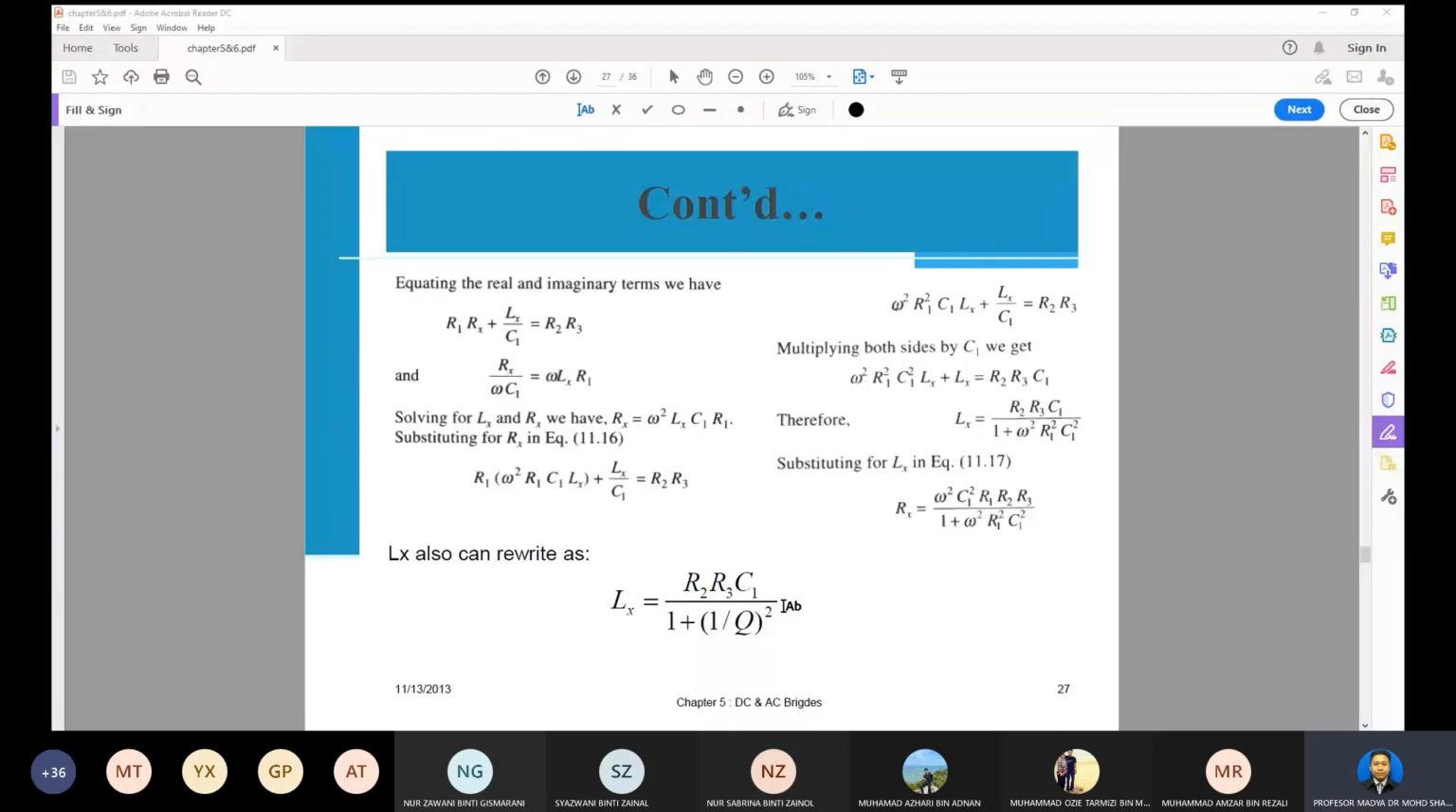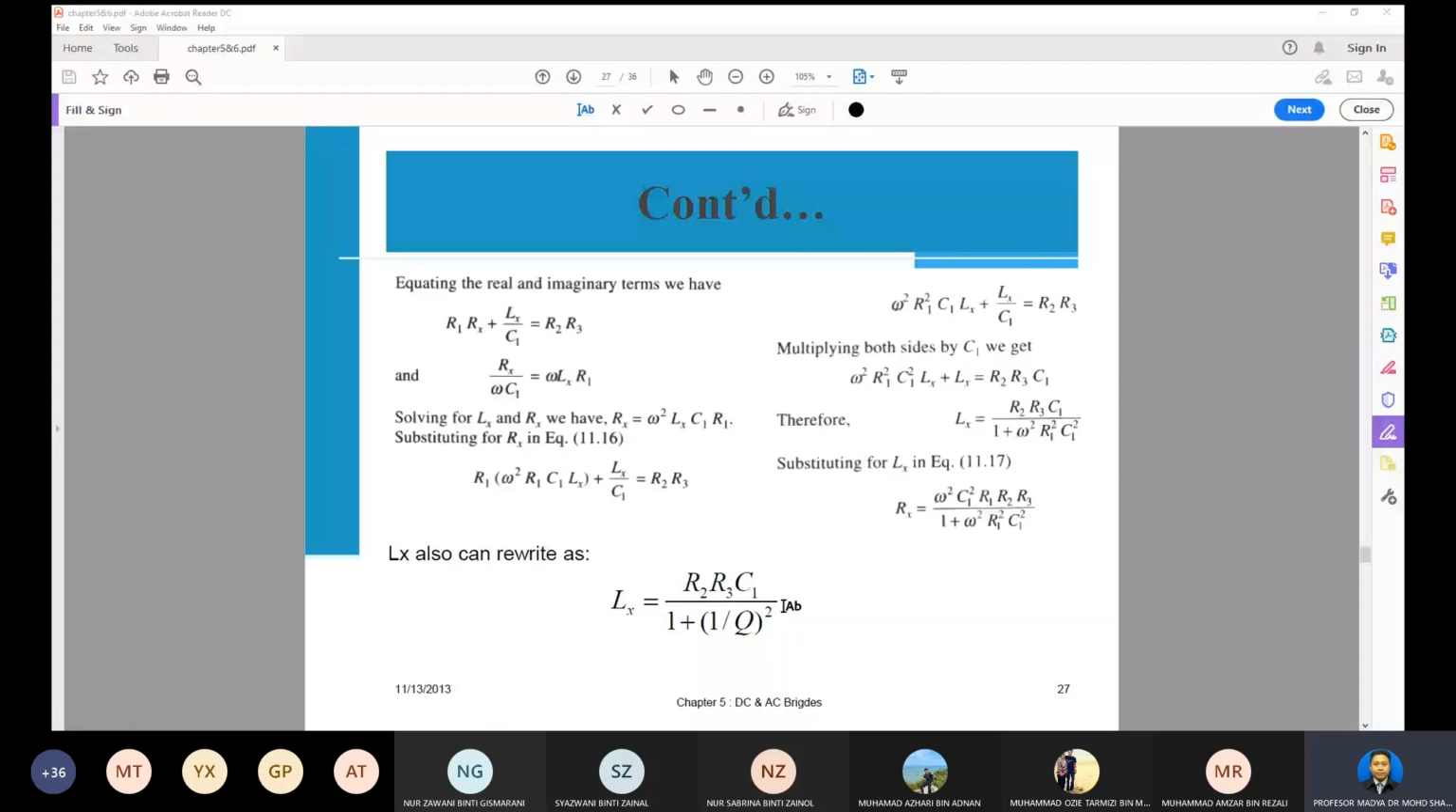The Maxwell bridge normally is to measure inductance. The difference is that Maxwell is for low Q factor, and the Hay bridge is for high Q factor. But the equations will be different to calculate Rx and also Lx. For your part, maybe you just remember the formula. There is a standard for the Maxwell bridge.